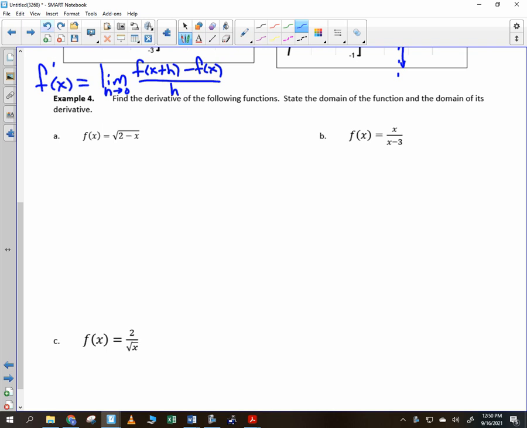The formal definition of the derivative is f prime of x is equal to the limit as h goes to 0 of f of x plus h minus f of x all over h. So in other words, when we find the derivative, instead of finding a singular value, we want to come up with the function.